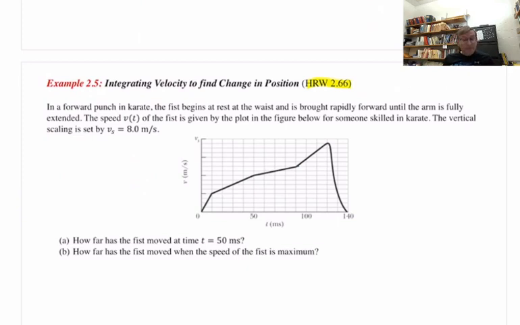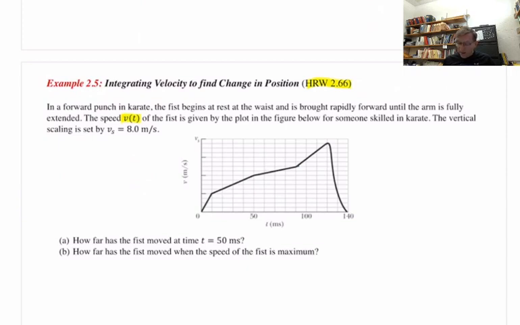In karate, if you do what's called a forward punch, the fist begins at rest at the waist and is brought rapidly forward until the arm is fully extended. This is one of the karate moves. We are going to be given, in this problem, the speed v as a function of time of the fist of a person doing this karate move.